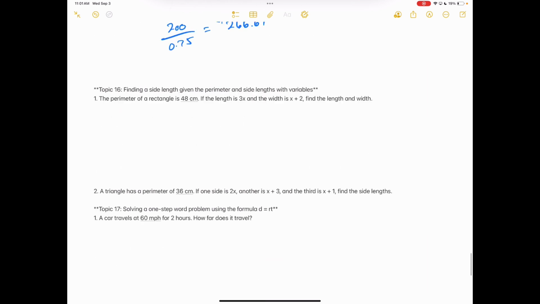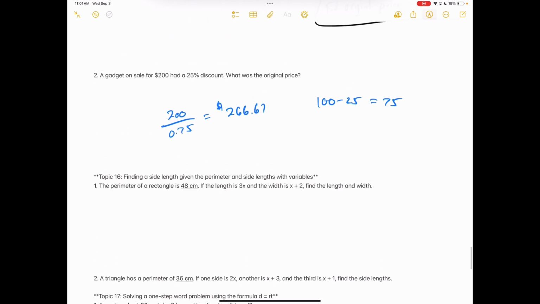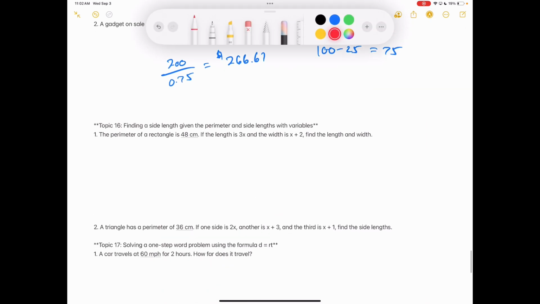How many? Oh, there's only a couple more. Okay, we're almost done. All right, the next one.